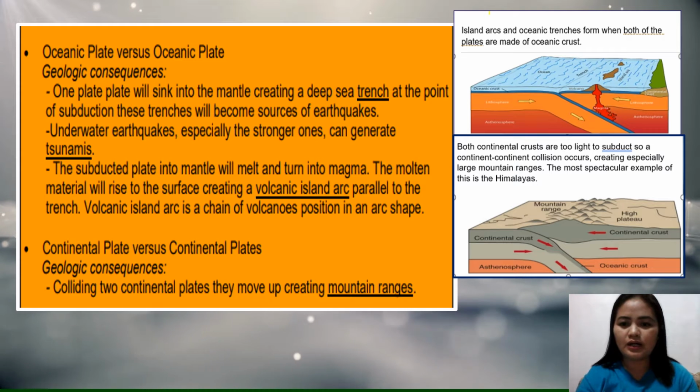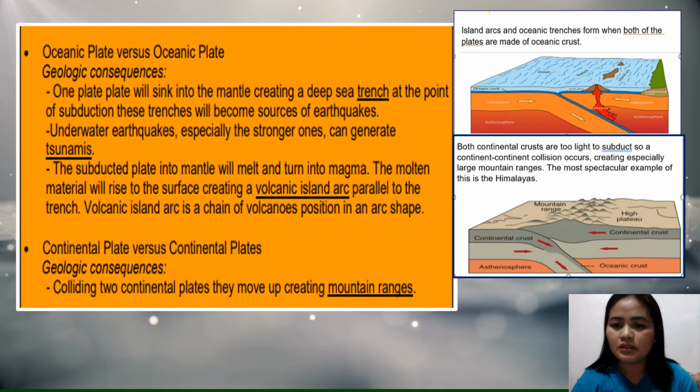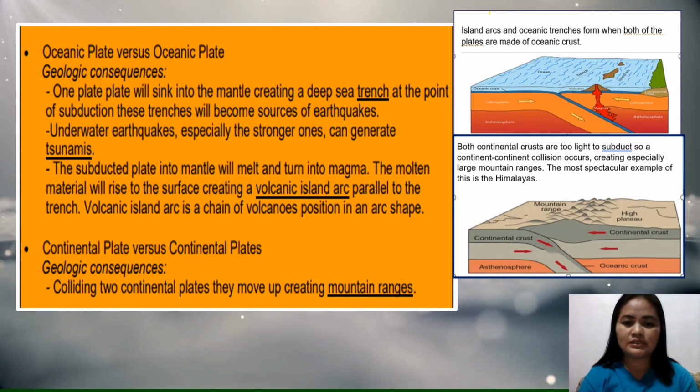On top is showing collision between two oceanic plates. You can see the blue part. This is the ocean. What happens here? One plate will sink into the mantle, creating a deep sea trench at the point of subduction. These trenches will become sources of earthquakes. If you look closer to the picture, there is a trench being formed at the point of subduction, and on the other oceanic plate there is a volcanic island arc that is being created. What is this kind of land formation? These are volcanoes or a chain of volcanoes positioned in an arc shape.